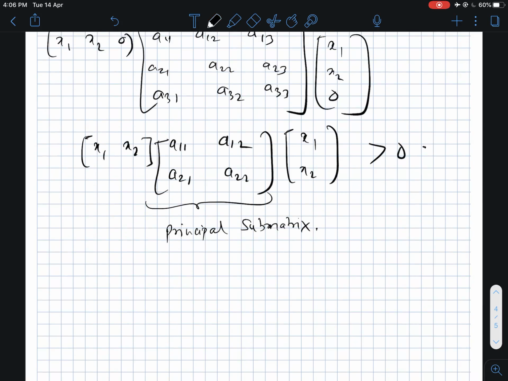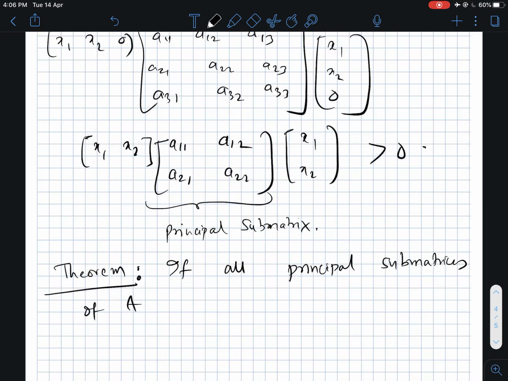By the way, the converse of this is also true in some sense. I'll just write down the theorem. We'll do a proof of this later. It is slightly involved, but not beyond our reach. We'll definitely do it maybe a couple of lectures down the line. If all principal submatrices of A are positive definite, then A is positive definite.